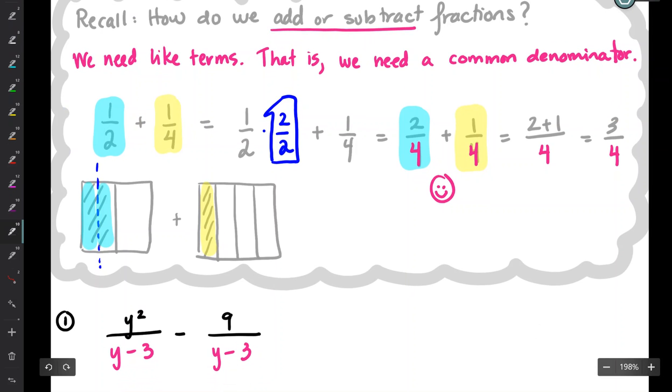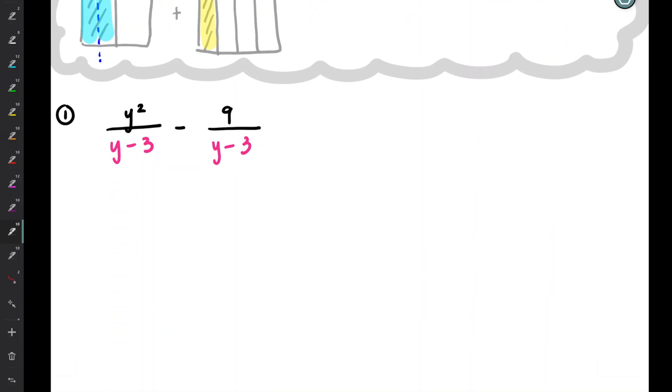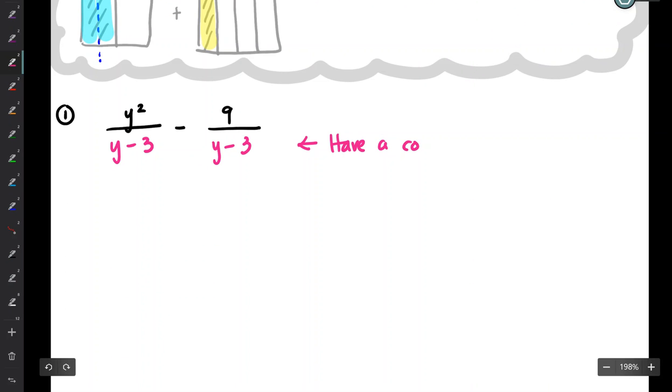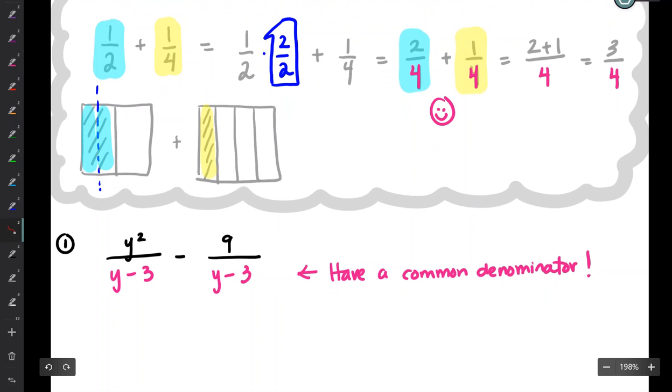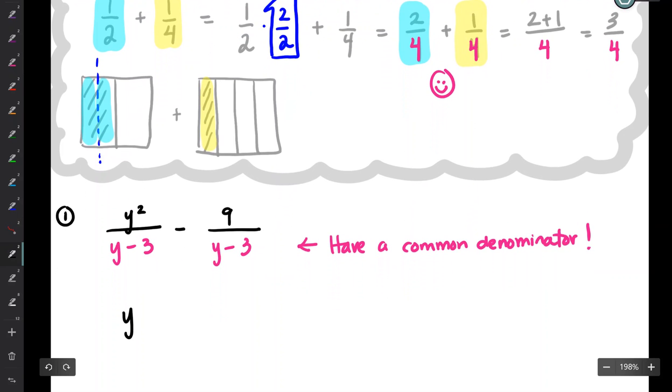Okay, in problem number 1, notice that we already have like terms. We already have a common denominator. So there's no need to cleverly multiply by 1. We've already got the common denominator. We are going to subtract numerators, y squared minus 9, all over that common denominator.